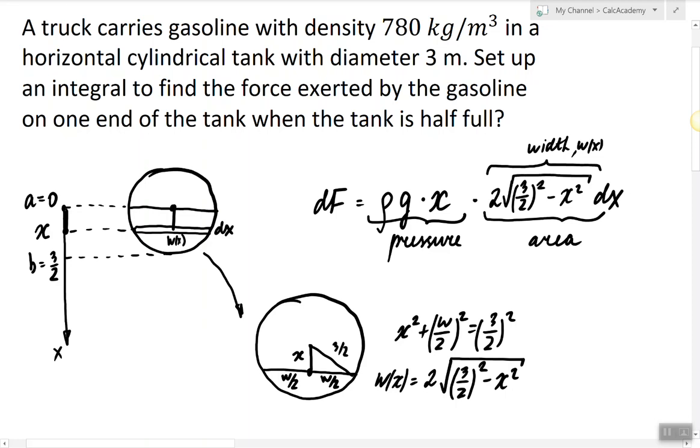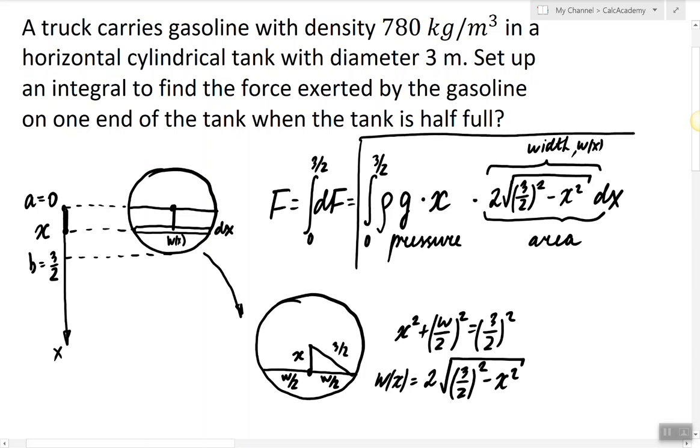So what we have here is the force exerted on that one strip. The total force will be the integral from 0 to 3/2, and that ends the question. So the answer to the question is right here. So this is the integral that computes the total force exerted on one end of the tank.